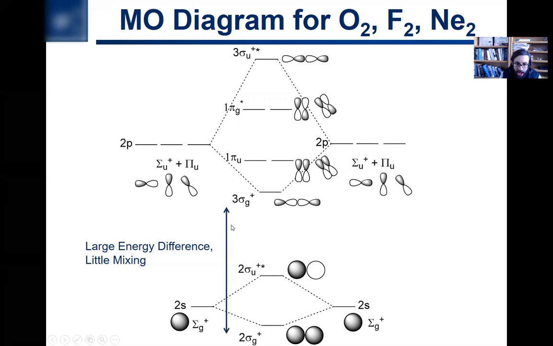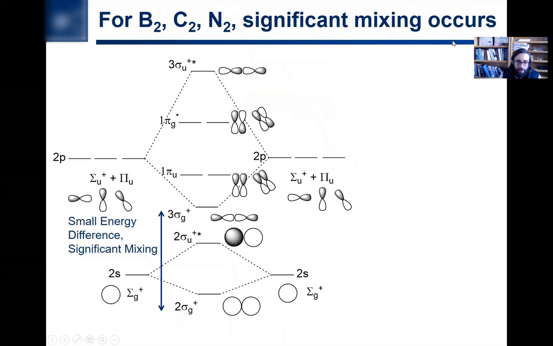And they're pretty close to one another. But in oxygen, they're actually far enough away from one another that they're not going to mix, okay? And that's true for oxygen, fluorine, and neon. For boron, carbon, and nitrogen, the diatomics, these 3 sigma g plus and 2 sigma g plus molecular orbitals are close enough in energy for there to be significant mixing.